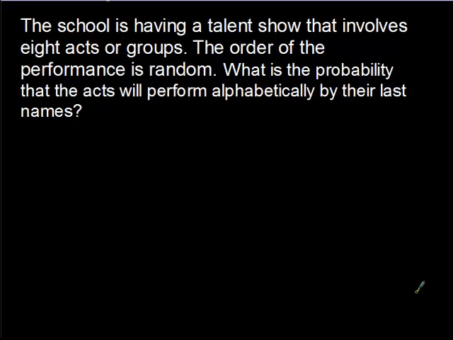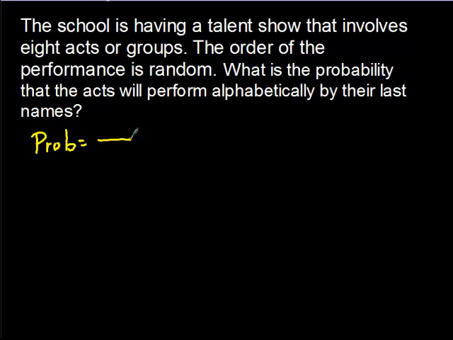Our next problem today reads, the school is having a talent show that involves 8 acts or groups. The order of the performance is random. What is the probability that the acts will be performed alphabetically by their last names? So we have, just like before, a probability. It's going to be something over something, where it's going to be the number of desired outcomes over the total number of possible outcomes.